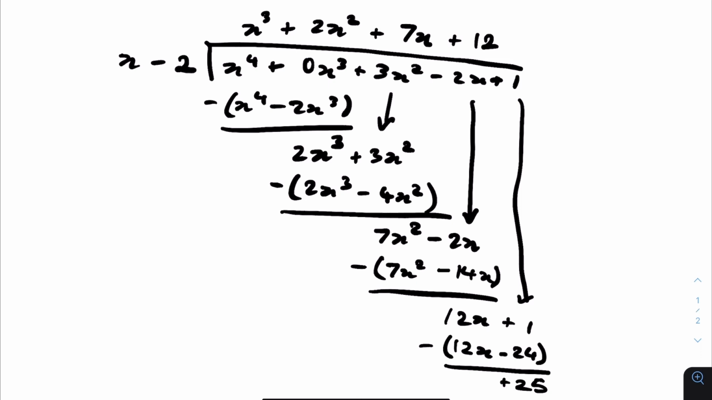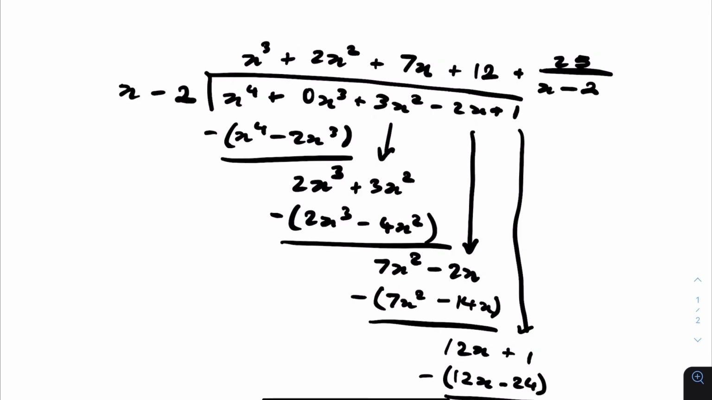However, it's positive 25 over x minus 2. So what we can say is that x to the power 4 plus 3x squared minus 2x plus 1 divided by x minus 2 gives us x cubed plus 2x squared plus 7x plus 12 with the remainder of 25. If we were to write it in terms of division form, it would not be a remainder of 25, but it would be plus 25 over x minus 2.